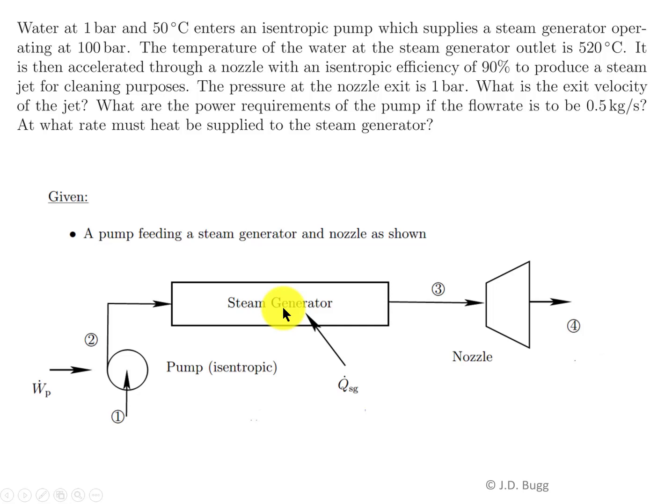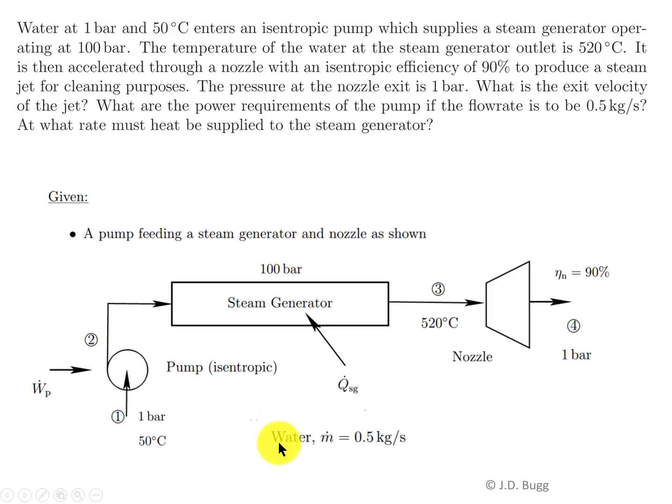In terms of properties that we've been given, at the inlet of the pump we have 1 bar and 50 degrees C. The steam generator operates at 100 bar, so realize that means P2 and P3 are both 100 bar because the steam generator is a constant pressure device. And we also know that the temperature at the exit of the steam generator is 520 degrees, so that's at point 3. The pressure at the exit of the nozzle is 1 bar, and the isentropic efficiency of the nozzle is 90%. So notice the isentropic efficiency of the pump is 100% because it's described as being isentropic.